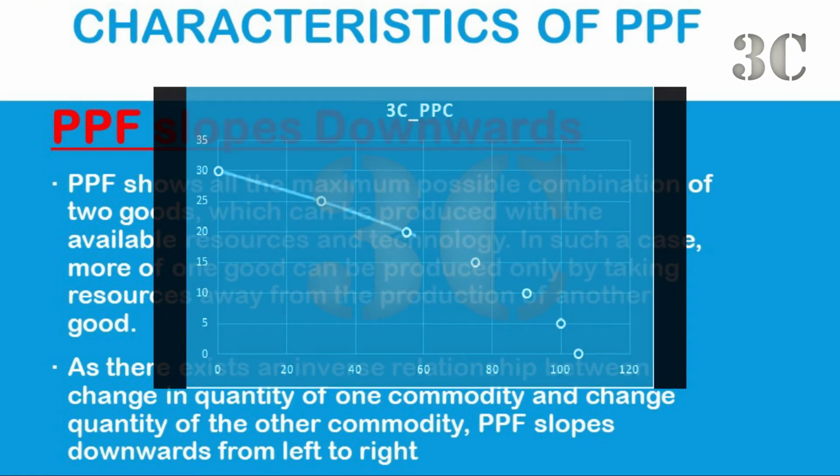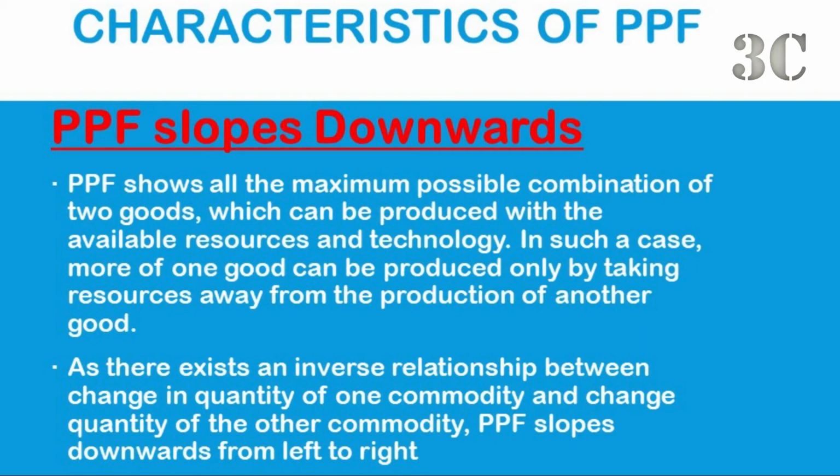The first characteristic is that the PPF slopes downward. PPC shows all the maximum possible combinations of two goods which can be produced with the available resources and technology. In such a case, more of one good can be produced only by taking resources away from the production of another good. As there exists an inverse relationship between the change in quantity of one commodity and the change in quantity of the other commodity, the PPF slopes downward from left to right.